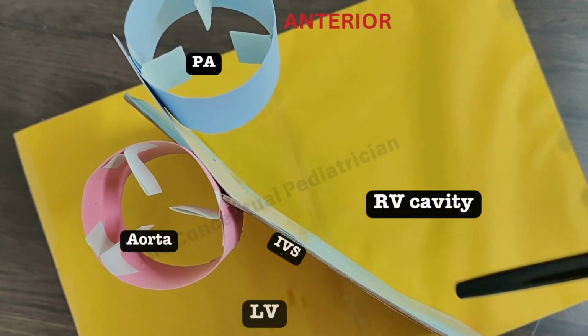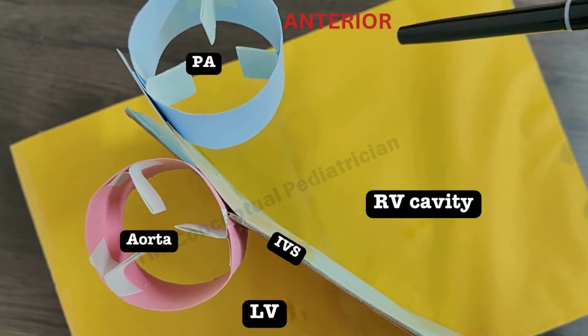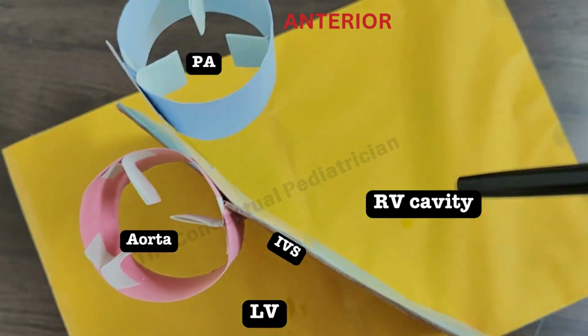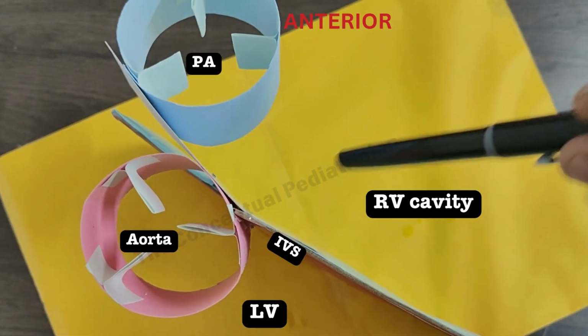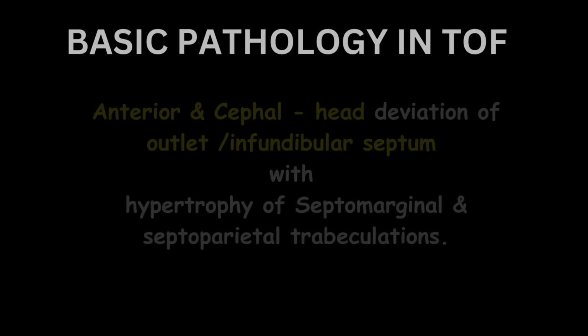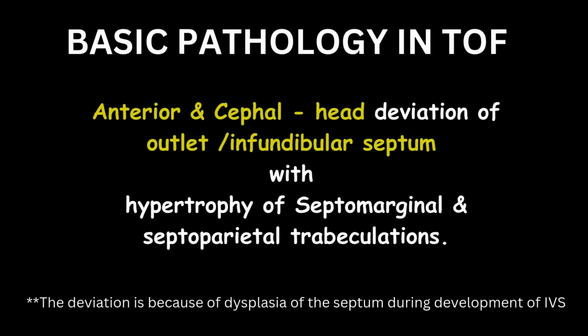Here you can see this is the interventricular septum, the right ventricle cavity, left ventricle cavity. Here is the site of tricuspid valve located behind the pulmonary artery opening, and this is the site of mitral valve. Now, after understanding this basic orientation, it will be very easy to understand the basic problem in TOF.